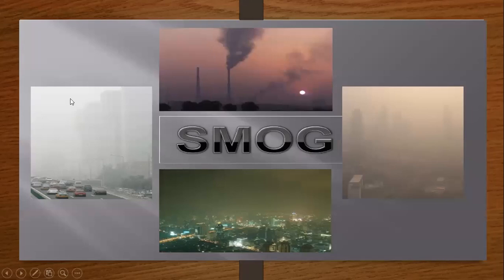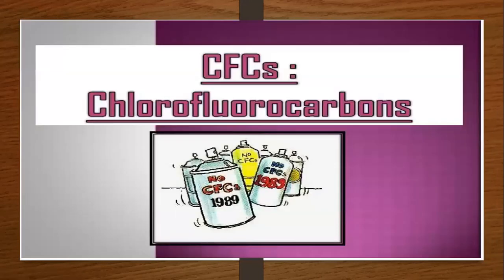So these are some pictures related to photochemical smog. Look at the color of the air and how it is formed by burning fossil fuels, which produces and releases a lot of chemicals that react with the sunlight and produce harmful substances. The second source is called chlorofluorocarbons.